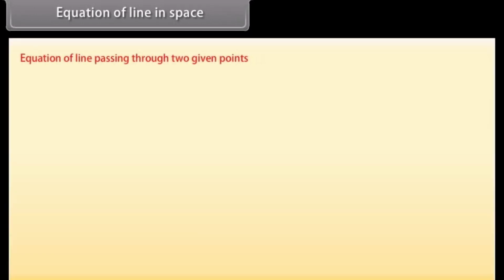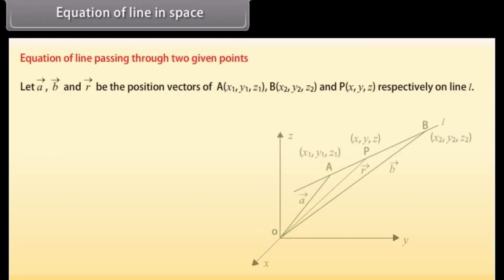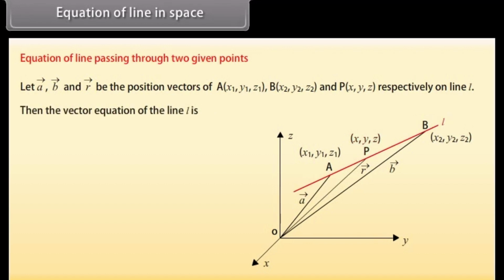Equation of line in space. Equation of line passing through two given points. Let vectors a, b and r be the position vectors of A(x1, y1, z1), B(x2, y2, z2) and P(x, y, z) respectively on line L. Then the vector equation of the line L is vector r equals vector a plus lambda times (vector b minus vector a), where lambda belongs to the real numbers.